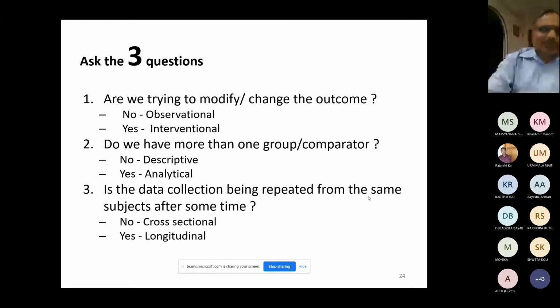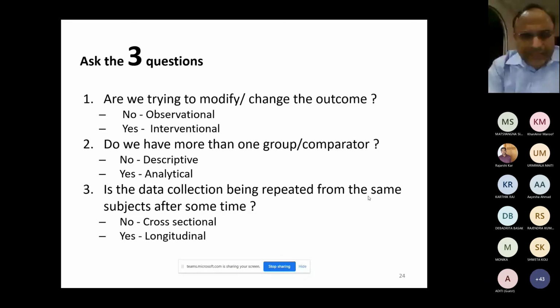So we assume that there are two groups. So they are analytical studies and the data collection being repeated from the same subjects after some time. So unless you repeat the data collection, you cannot find the effect. Recovery के पैरामीटर पहले देखेंगे, रेस्पिरेटरी रेट कितना था, फीवर था कि नहीं था, और उसके बाद में after some time 4 times देखेंगे. So all interventional studies practically they are longitudinal studies. So we are dealing with interventional analytical longitudinal study.